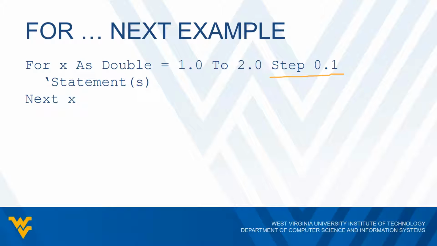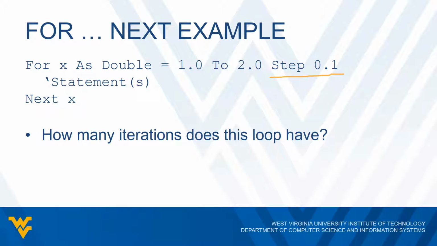Inside the body of our loop, we have a set of statements. Here, I'm just commenting it out just to say we have statements. We don't really care what it does. And then we have next x. So let me ask you this question. How many iterations do you think this loop has? Pause the video and just think about it for a bit. And when you think you have an answer, go ahead and resume.